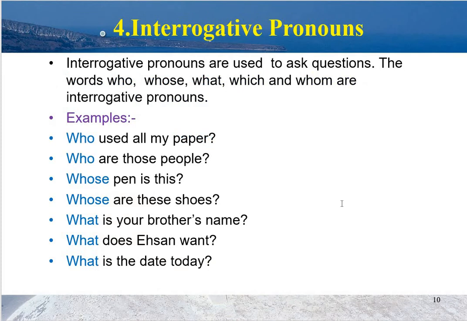Interrogative pronoun. Interrogative, as the word shows that there are certain WH words which will perform the role of asking a question. Interrogative pronouns are used to ask questions. The words who, whose, what, which, and whom are interrogative pronouns. Who used all my paper? Who are those people? Whose pen is this? Whose are these shoes? What is your brother's name? What does Ihsan want? What is the date today?